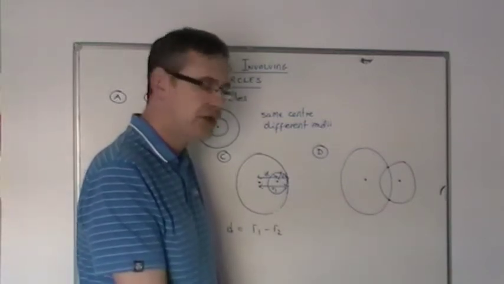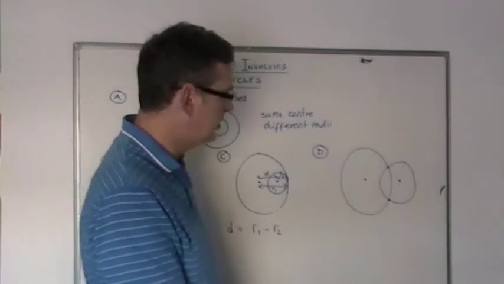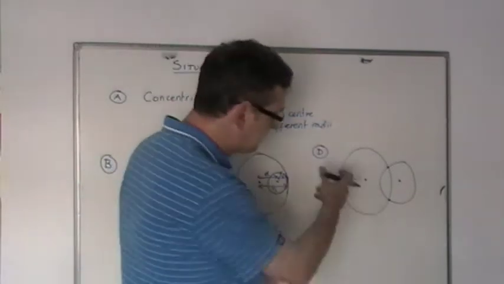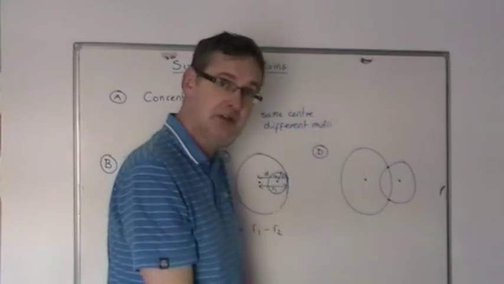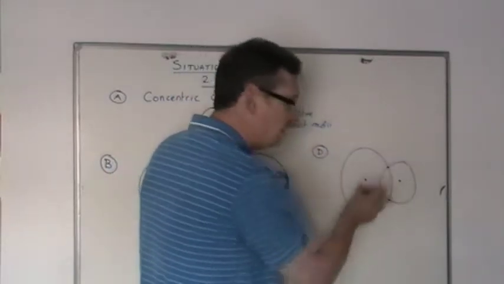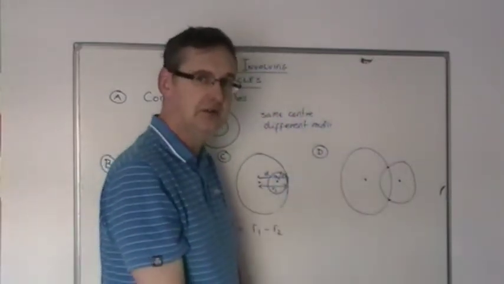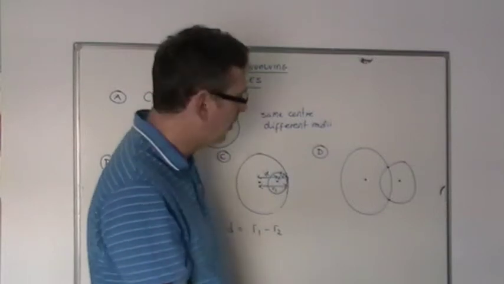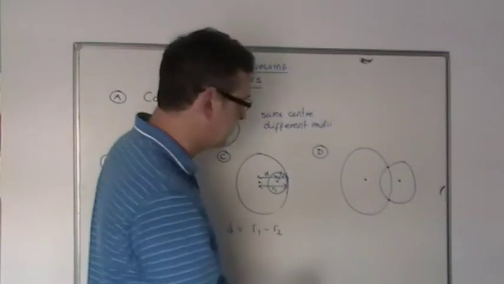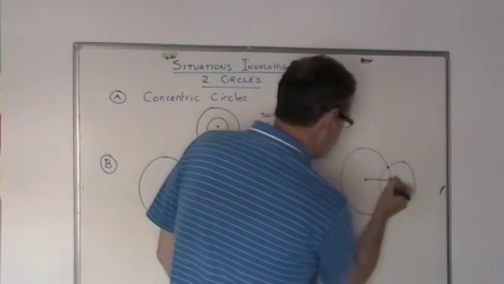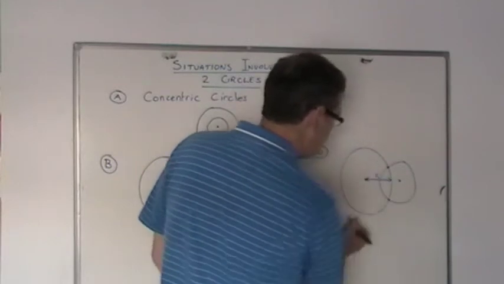So if you were ever asked to work out or prove that two circles intersect at two specific points, like so, then I wouldn't try solving the two equations simultaneously. What I'd be tempted to do is something like this. You've got the radius of the first circle, R1.